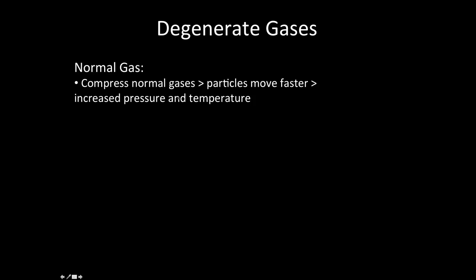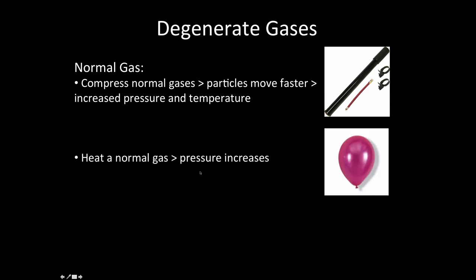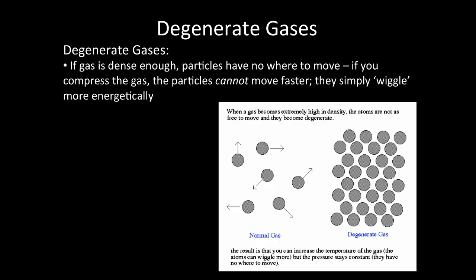In a normal gas, if you compress it, the particles will start moving faster and the pressure and temperature get increased. You see this when, for example, pumping up your bicycle tires. And when you heat up a normal gas, again, the pressure increases. If you heat up a balloon, it will expand. But for a degenerate gas, the particles essentially have nowhere else to move. They cannot increase their energy in particular. They are said to occupy all of the available energy levels that they can occupy.